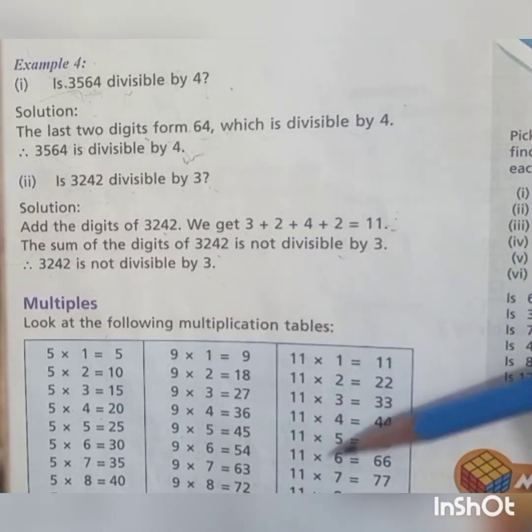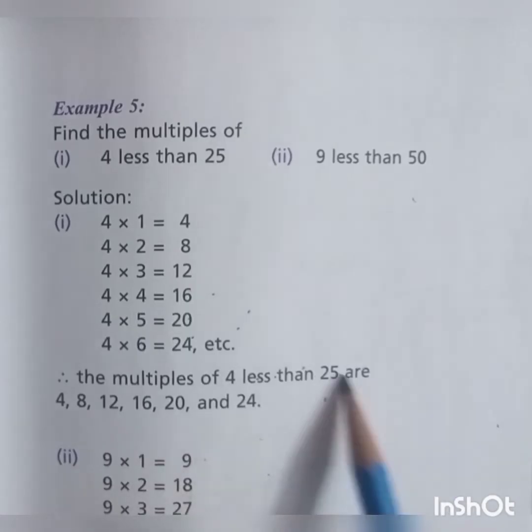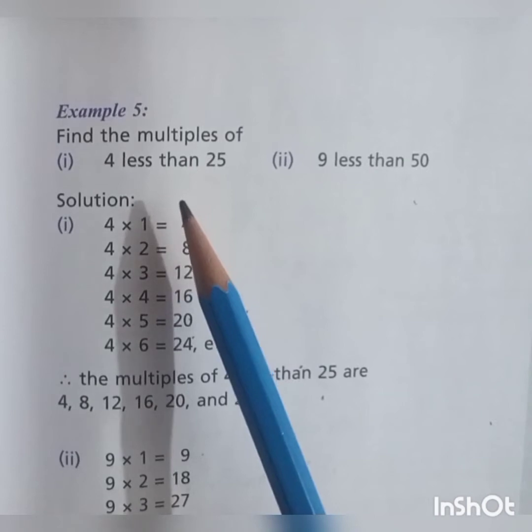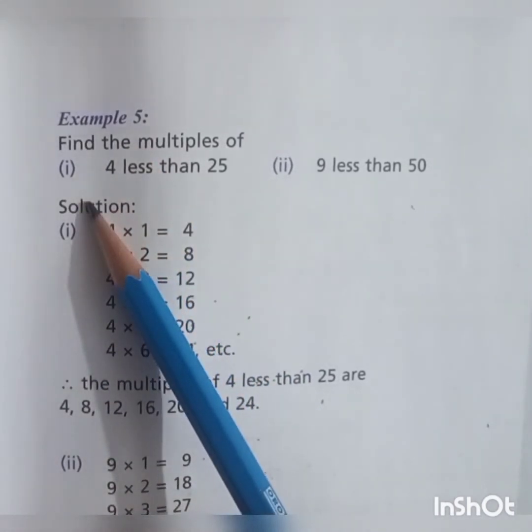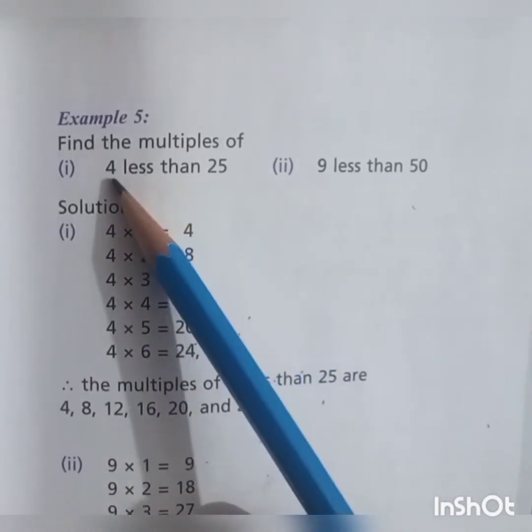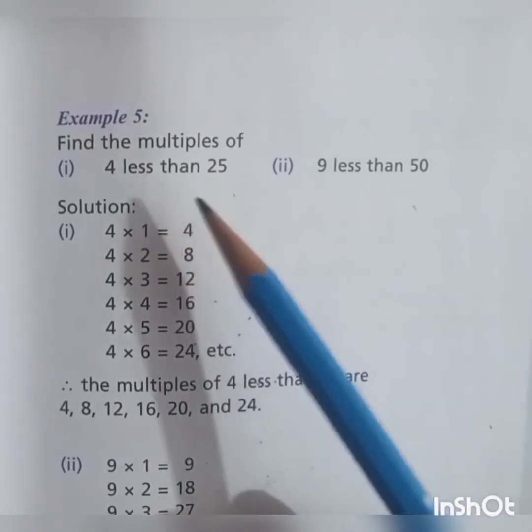Students, here are more examples mentioned. Do practice those examples according to the rules given. Now let's see an example of multiplication. That is example number 5 and part number 1, as we have already studied the definition of multiples. Let's see here the multiples of 4 less than 25.